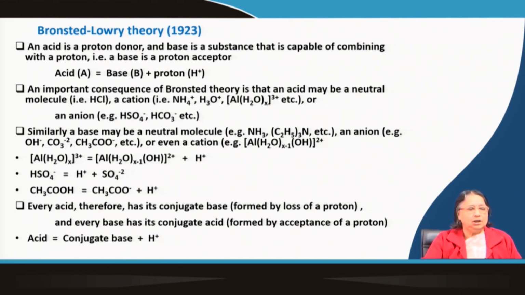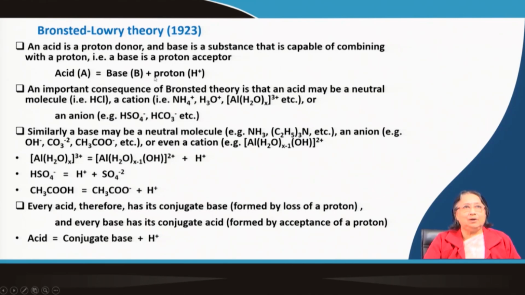Now comes the Lowry-Bronsted theory, and it was stated in 1923 that an acid is a proton donor and a base is a substance that is capable of combining with a proton. That means, here it is not said that a base is a substance which can give OH minus. Instead, it said that a base is something which can take up a proton.